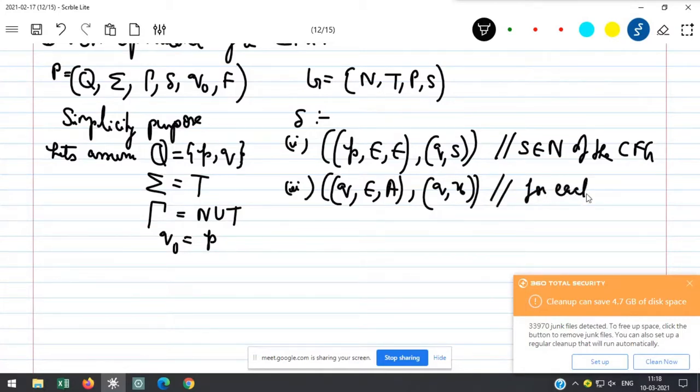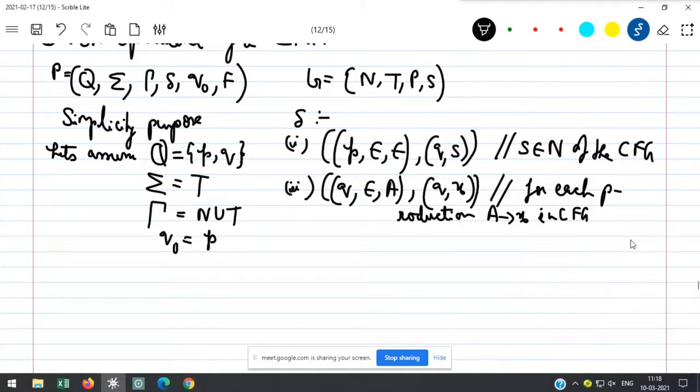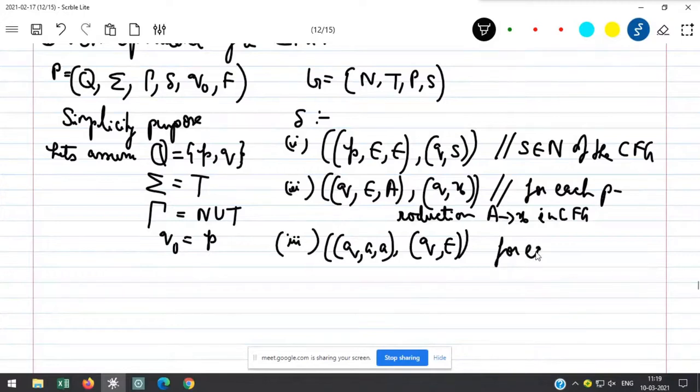For each reduction A in shapes. For all the production rules provided to us, we have to write the transition function of that one. That's why I have written like this. Number 3, for each A belongs to terminal. Don't worry, I have written the rules here on how to construct a push-down automata from a given grammar. So next I'll be taking an example.